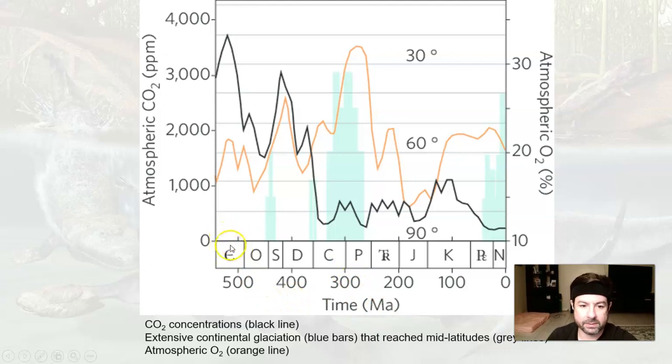So here this is the symbol for the Cambrian. We see CO2 kind of on the decline, oxygen kind of bouncing back and forth, but for the most part pretty level.